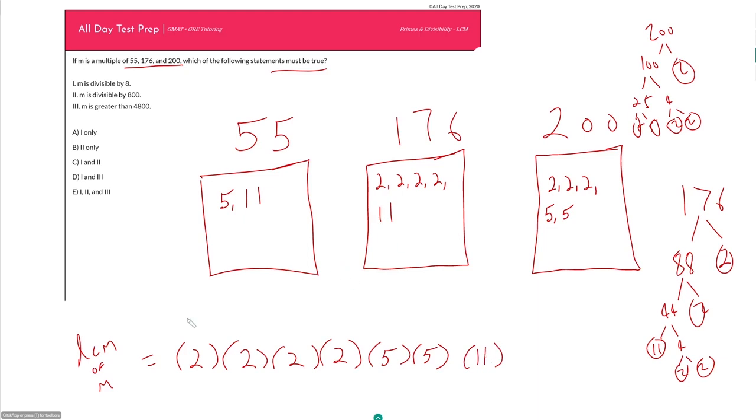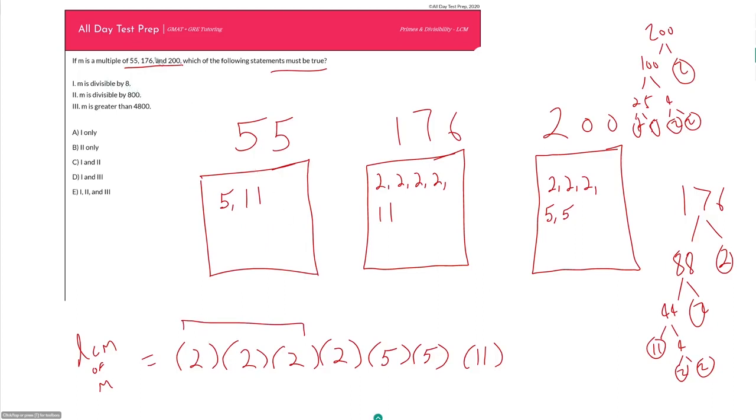Let's see if we can get away without actually having to multiply it out. If we can just leave it as this expression, save ourselves a lot of time. So what must be true about this number here? Does it have to be divisible by 8? So does it contain an 8? We have 3 2s here, which gives us an 8. So it definitely is going to contain an 8.